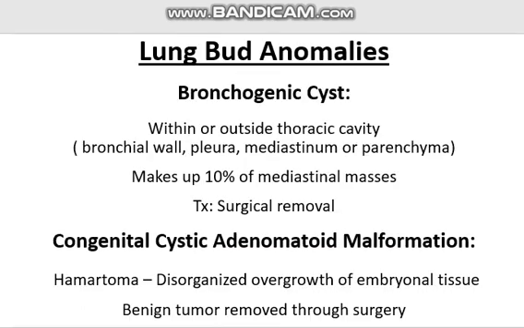Lung bud anomalies. A bronchogenic cyst is within or outside the thoracic cavity. It makes up 10% of mediastinal masses. The treatment is surgical removal. Congenital cystic adenomatoid malformation results in a hamartoma, which is a disorganized overgrowth of embryonal tissue. It is a benign tumor that is removed through surgery.